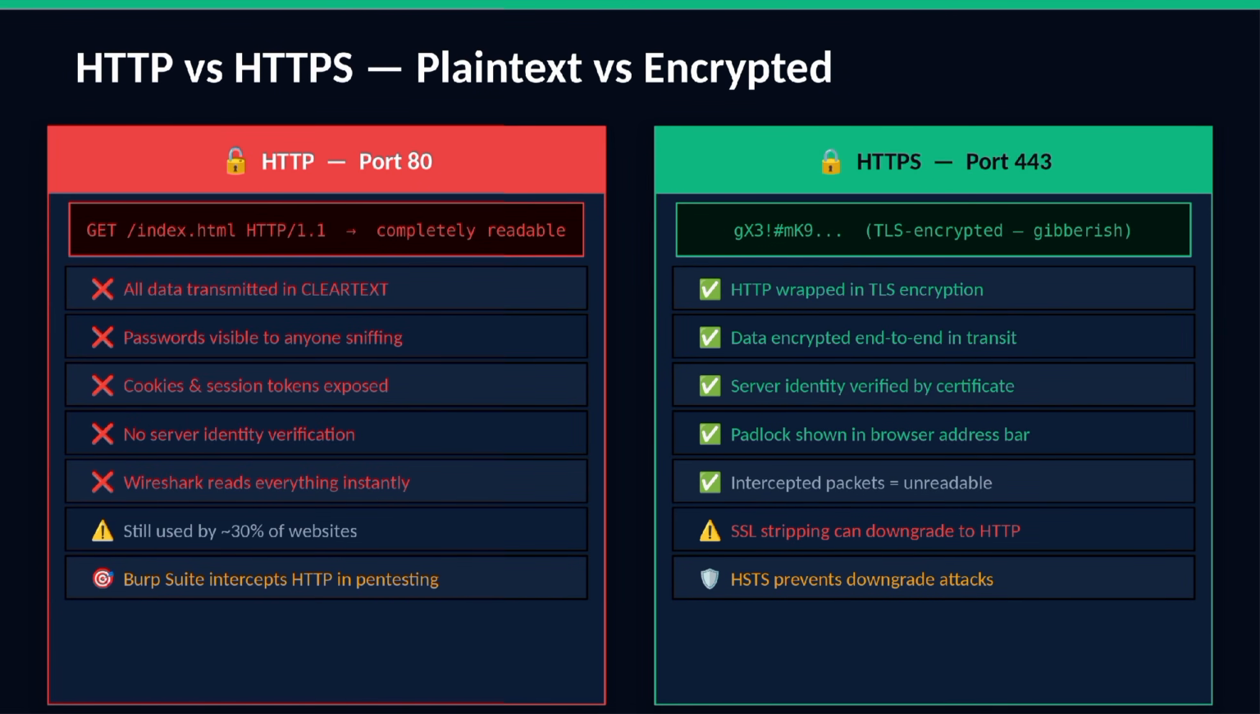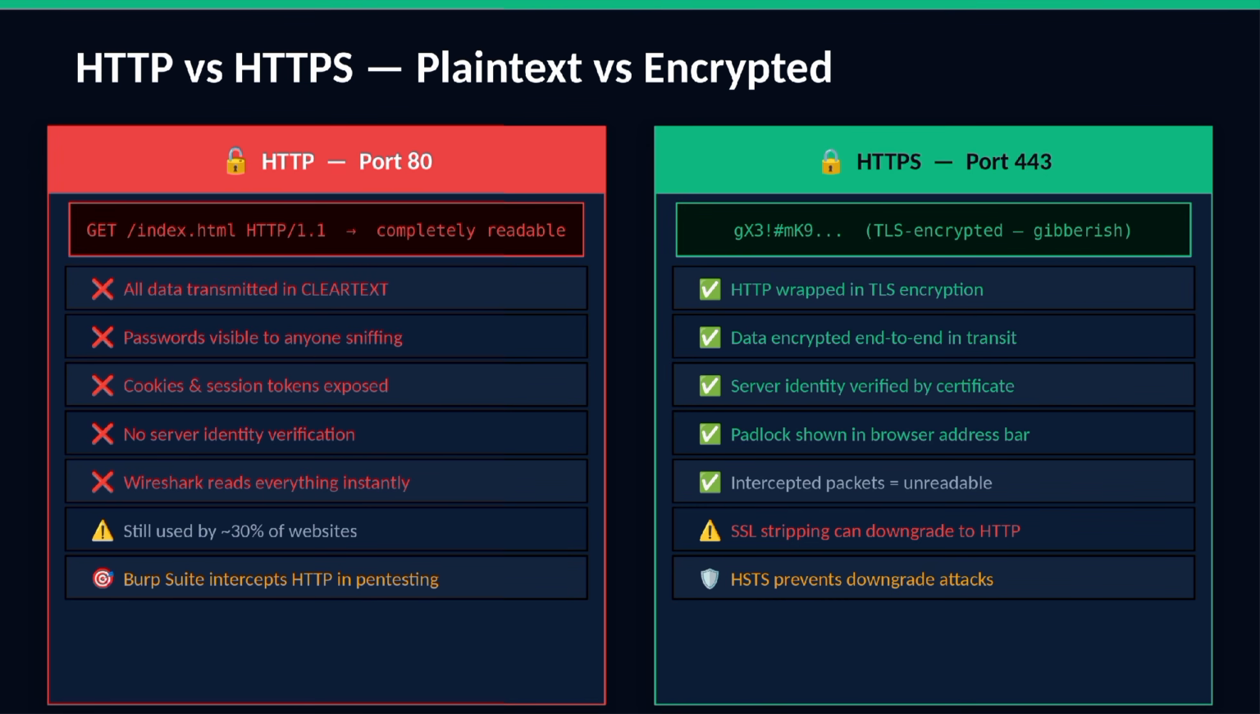HTTP and HTTPS. Let's talk about the protocols you use every single day without even thinking about it. HTTP, short for Hypertext Transfer Protocol, is what your browser uses to request web pages. At its core, it's simple. Your browser sends a request like GET /index.html using HTTP version 1.1, for example .com, and the server responds with the page content. That's how websites load. But here's the problem. HTTP is completely unencrypted. Everything is sent in plain text. If someone intercepts that traffic, they can read everything. Usernames, passwords, session data, everything.